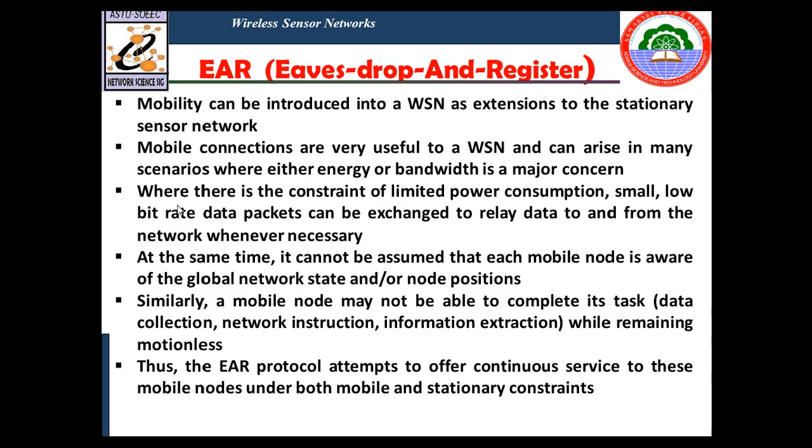And another message called mobile invite. This message is sent by the mobile node in response to the above message, the broadcast invite (BI) message from the stationary node, for establishing the connection. Then another message may be sent called mobile response.